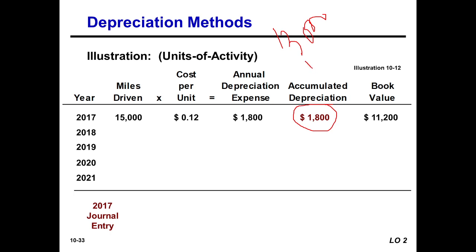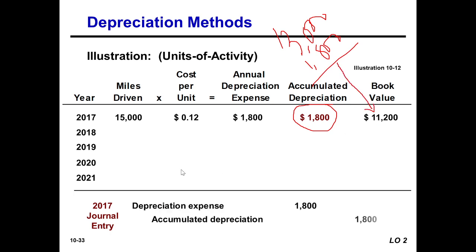Then 1,800. So then we will get this figure. Okay. Next, depreciation expense and accumulated depreciation. That means this is our depreciation expense, and this is accumulated depreciation.